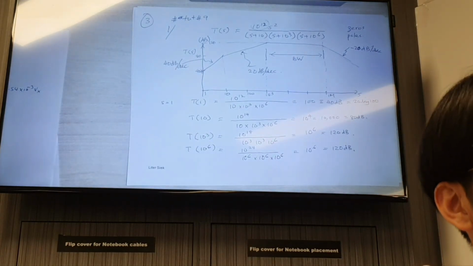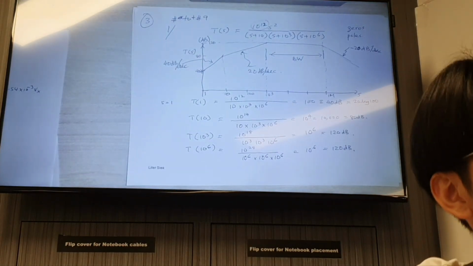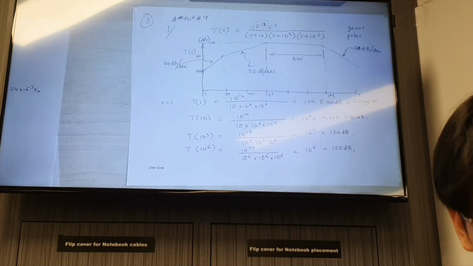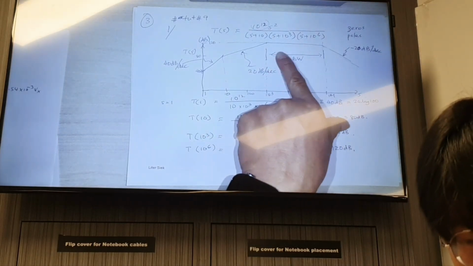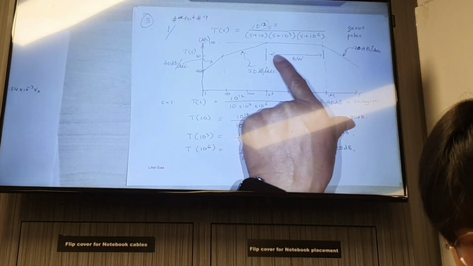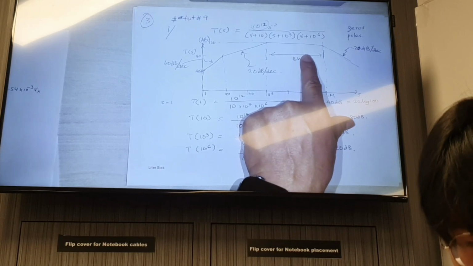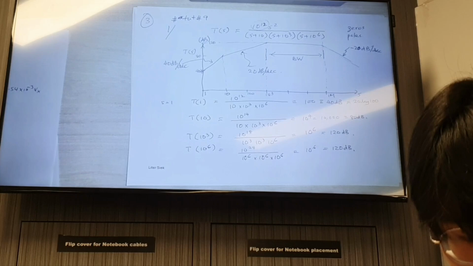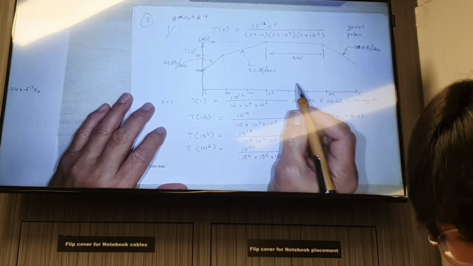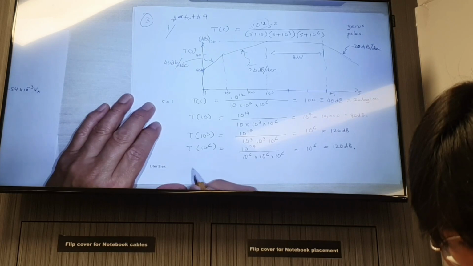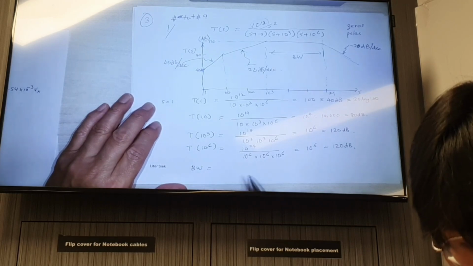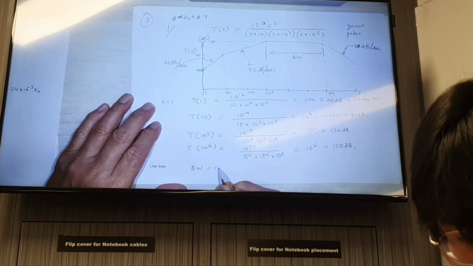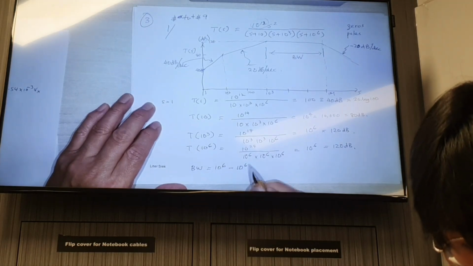Okay. Why is this your bandwidth? Because this is known as a passband where the frequency can go through without attenuation. It has a fixed gain during that portion. So this portion is called the bandwidth. When you come to the bandwidth, we need to calculate it, and the bandwidth will be 1 meg minus 1k. Sorry.